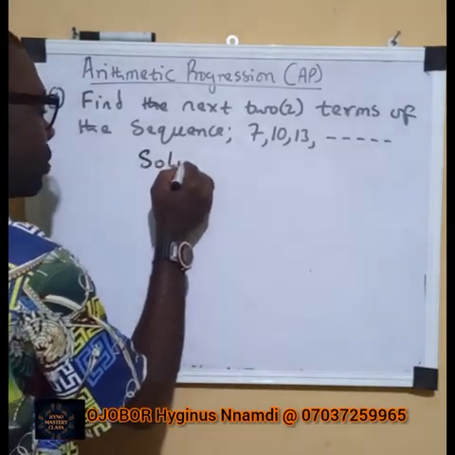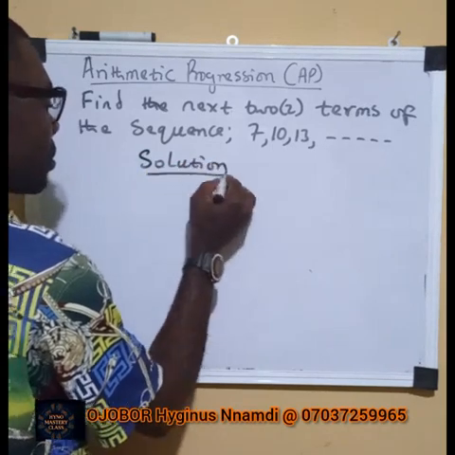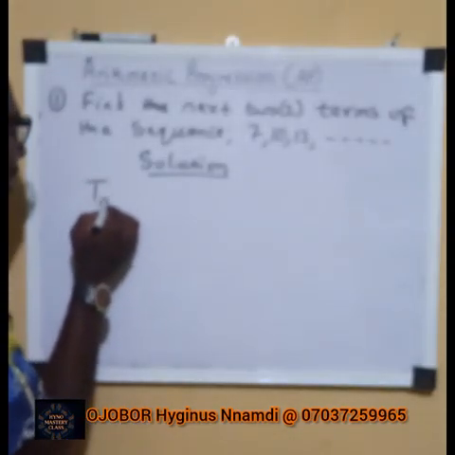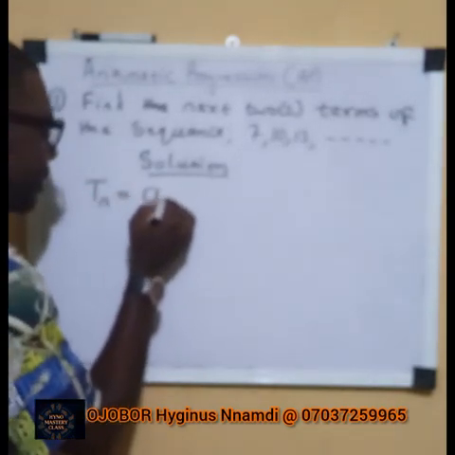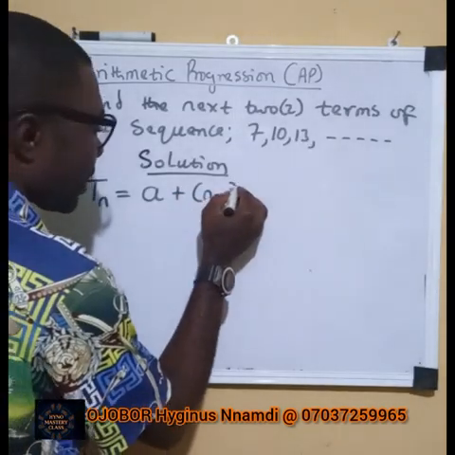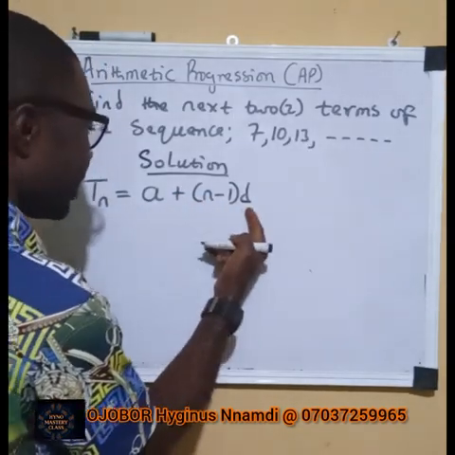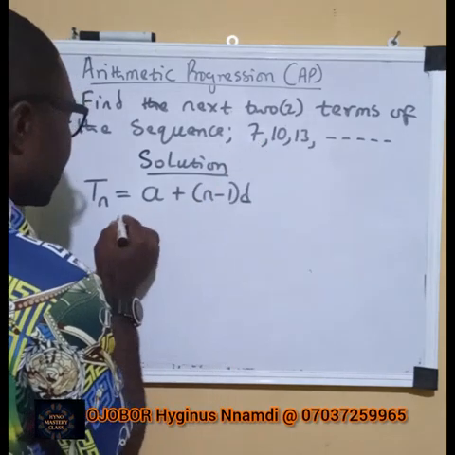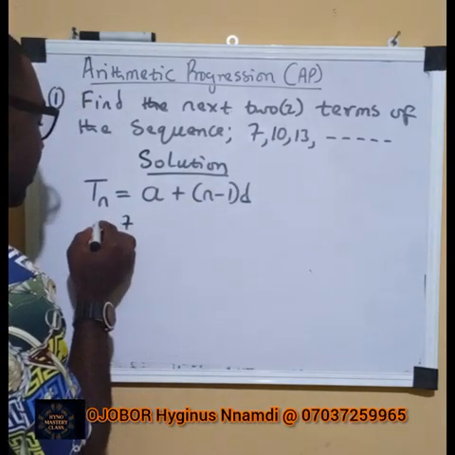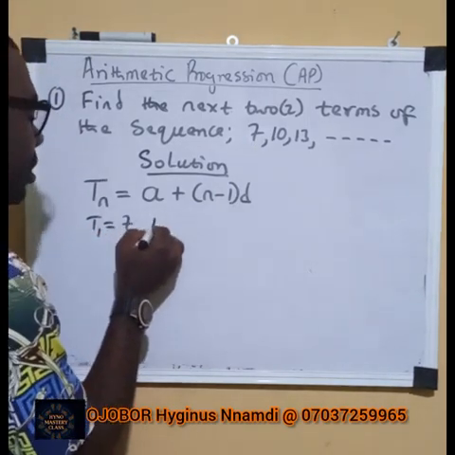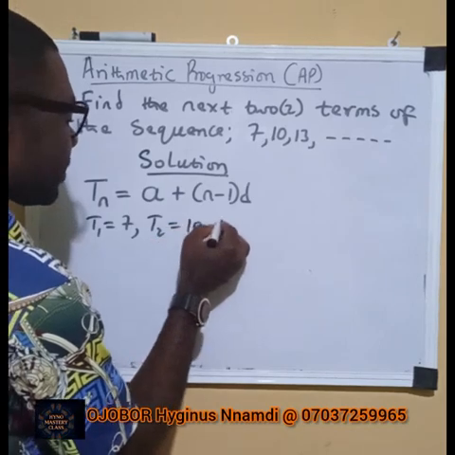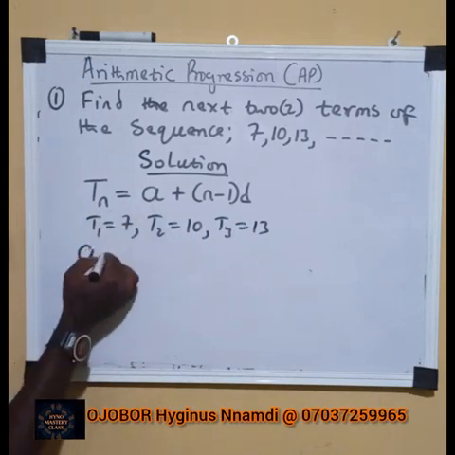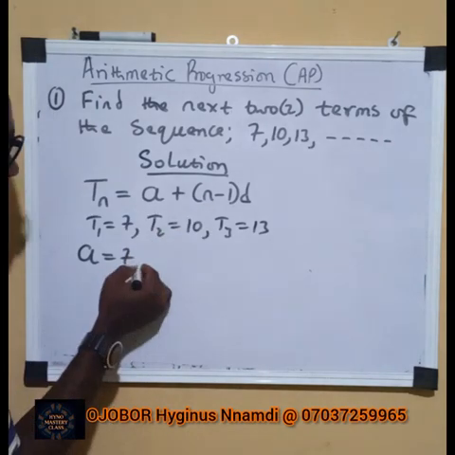So solution. You remember that the formula to get a particular term, or an nth term, of a sequence, as I have stated, is a plus n minus 1 d. So these are what we need to get the next 2 terms. Of course, here we have the first term. We have 3 terms. 7 is the first term, T1. T2 is 10, and T3 is 13. So it means that a, which is here, is 7. n is what we need.